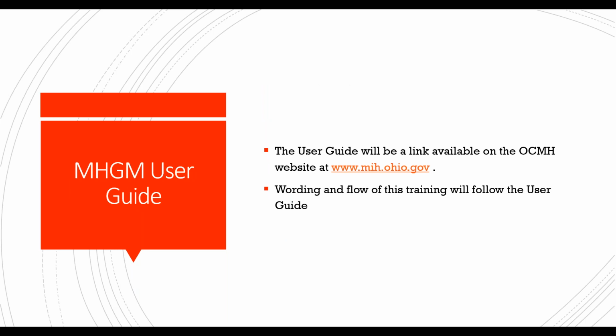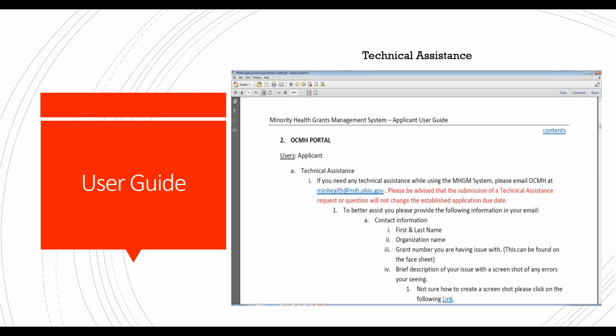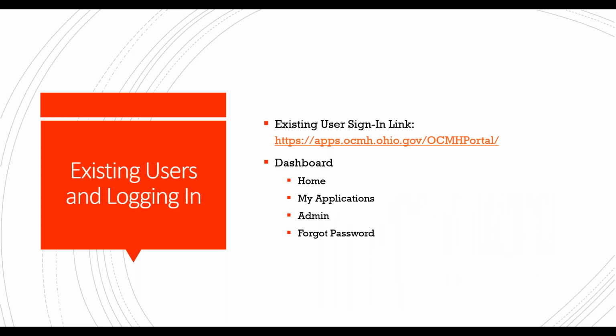There will be a user guide available to you on our website at mih.ohio.gov. Please make sure to check that out before you start your application process, and please reference it as you are continuing your application process as well. And this is an example of what the user guide looks like.